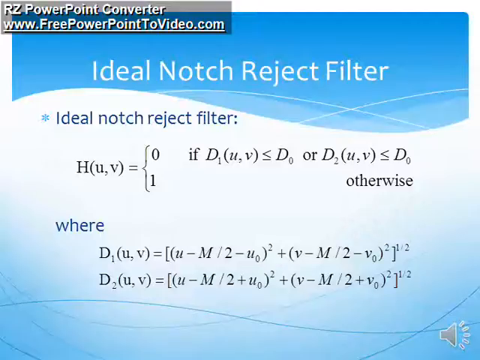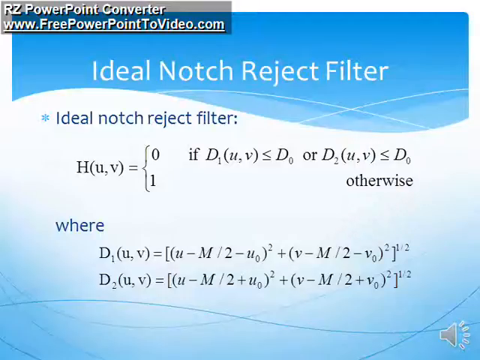Now these are some derivations of the ideal notch reject filter. The ideal notch reject filter is given by H(u,v). The value will be 0 if D1(u,v) is less than or equal to D0, or D2(u,v) is less than or equal to D0, and the value should be equal to 1 in all other cases.